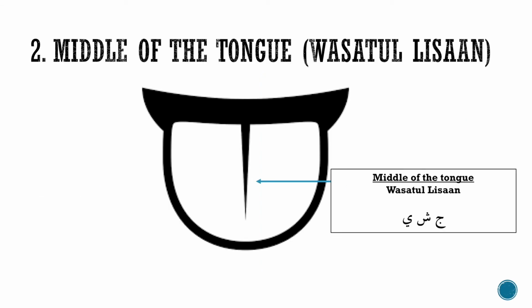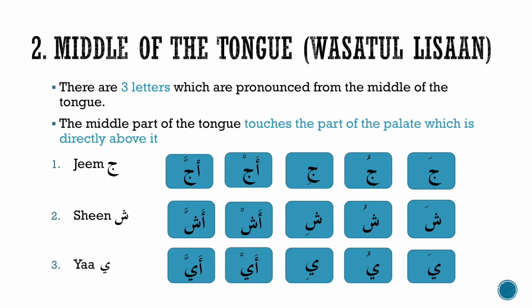From the 18 letters, 3 letters come from the middle of the tongue, WASATUL LISAAN: Jim, Sheen, and Ya. The middle part of the tongue touches the part of the palate which is directly above it.